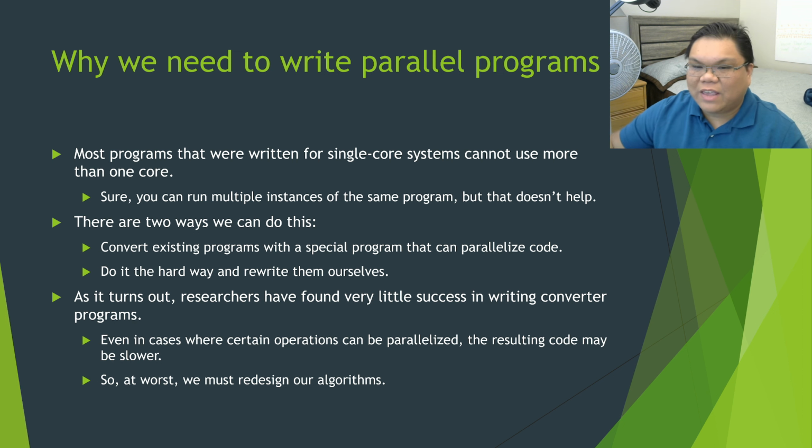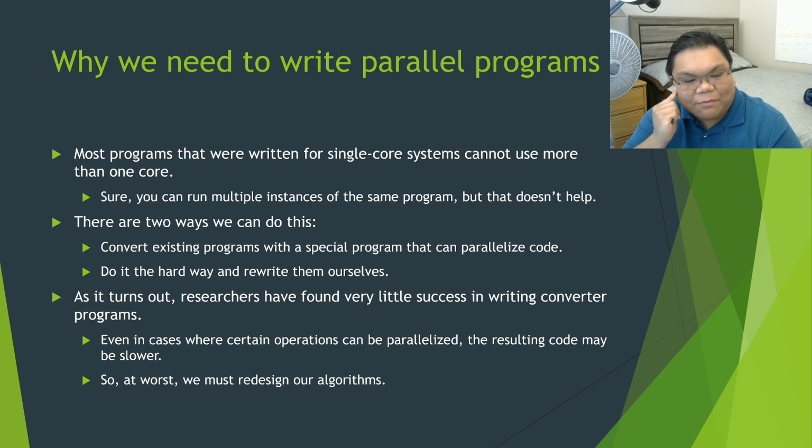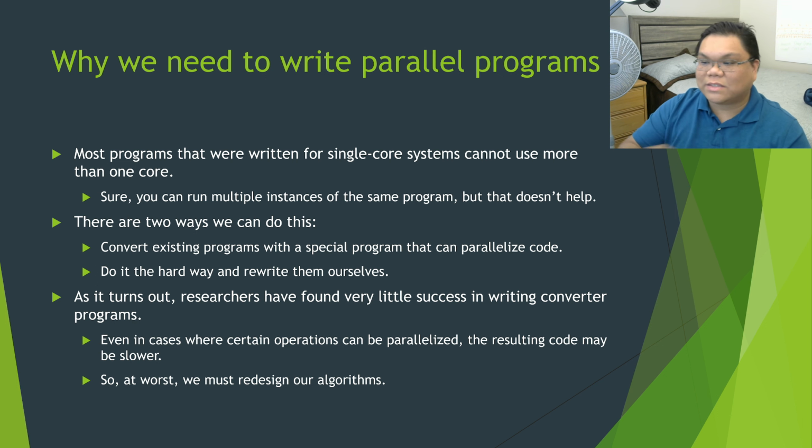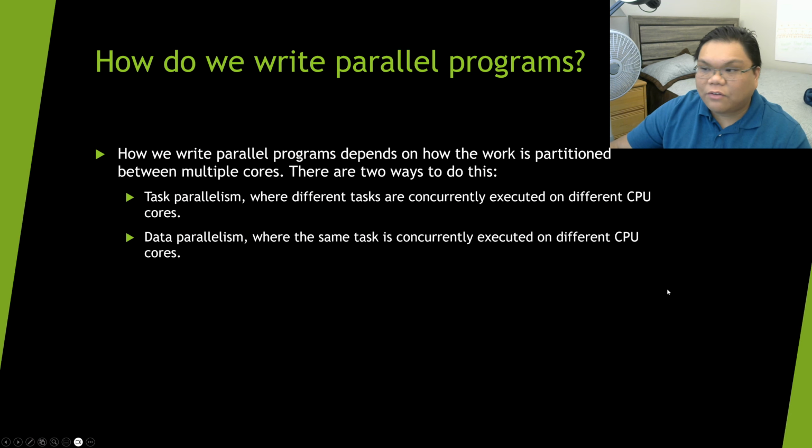Basically, if an algorithm works in a specific way and a converter program were to parallelize it, it might parallelize it in a way that is worse for the performance of the program. So at worst, we would have to redesign our algorithms for that. So how do we do that?